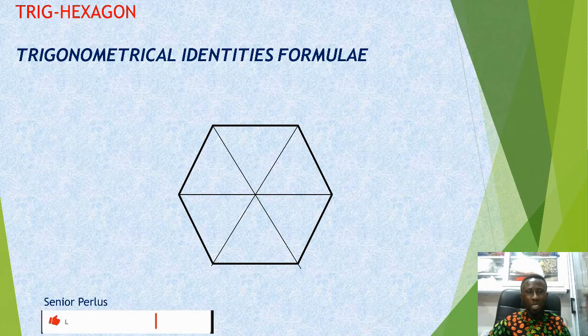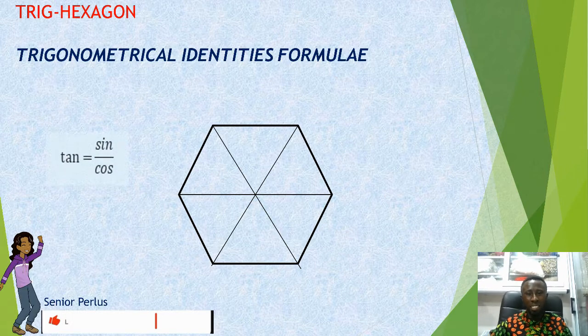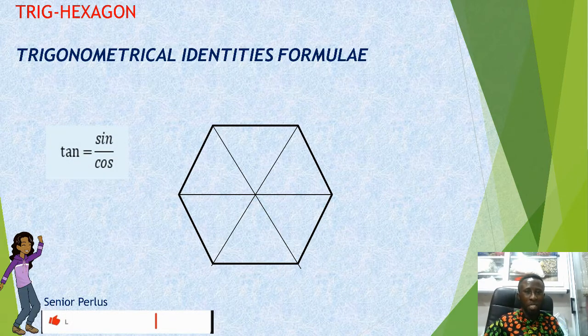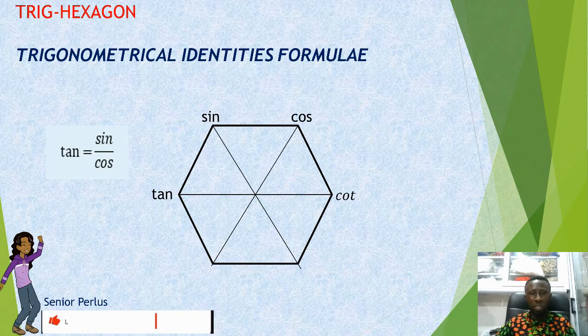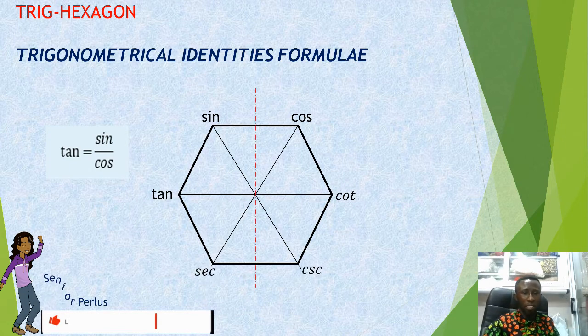We said all you need is to remember that tan is sine out of cosine. Using tan on the first vertex, sine on the second vertex, cos on the third vertex, cot on the next vertex in clockwise direction. Remember, all functions starting with c are on the right side, then cosec before sec.